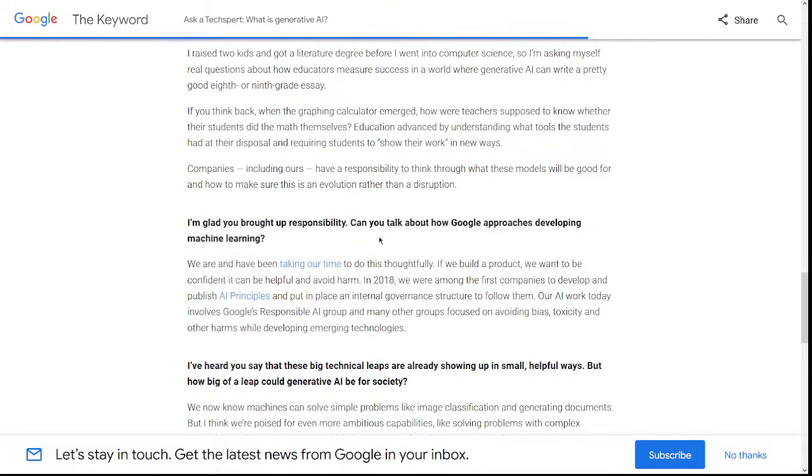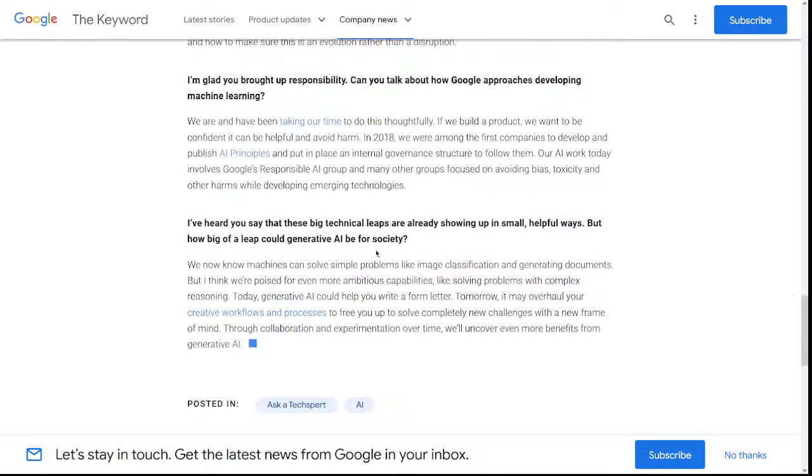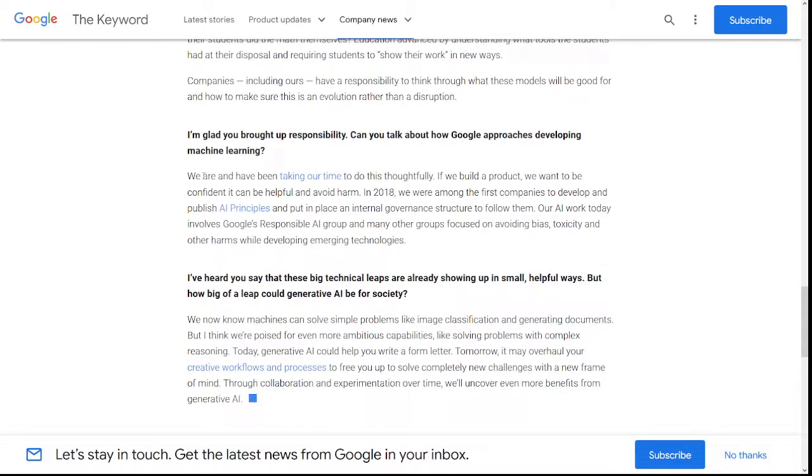I'm glad you brought up responsibility. Can you talk about how Google approaches developing machine learning? We are and have been taking our time to do this thoughtfully. If we build a project, we want it to be confident it can be helpful and avoid harm. In 2018, we were among the first companies to develop and publish AI principles.